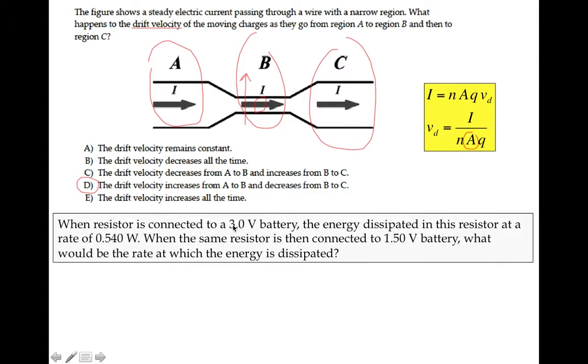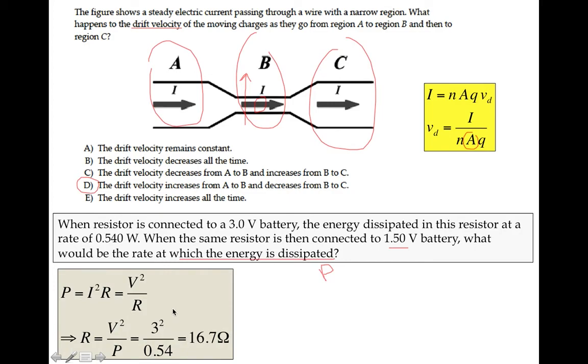Next question, you have a resistor connected to a 3-volt battery, and the energy dissipated is equal to that much. So remember, the energy dissipated is the power. The power is energy over time, measured in watts. When the same resistor is connected to a 1.5 volt battery, what would be the rate at which the energy is dissipated? So he wants the new power.